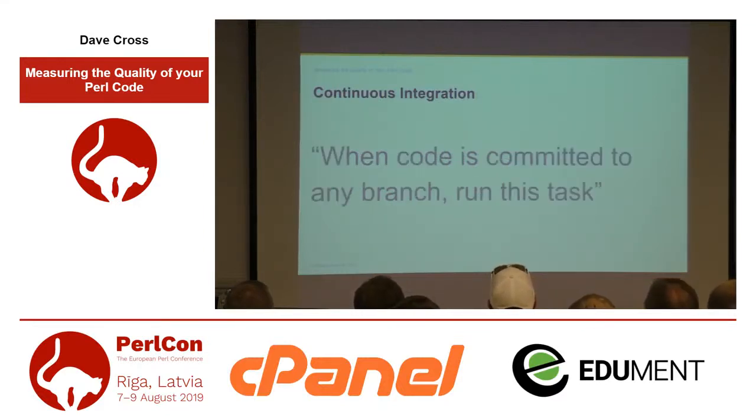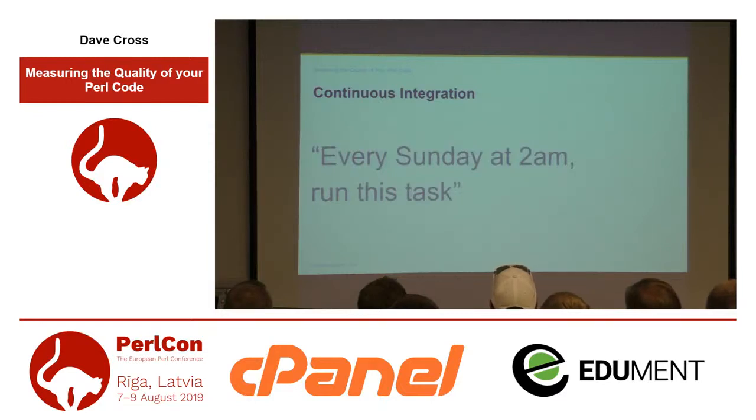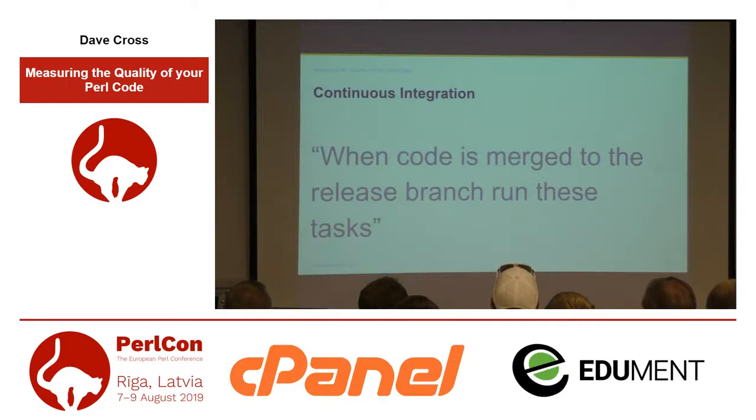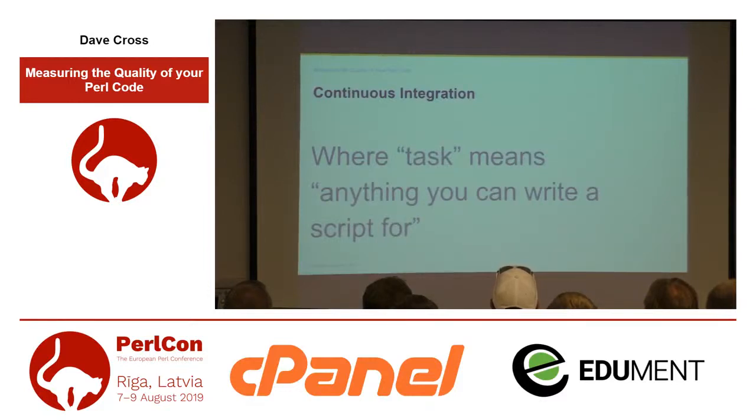And so your continuous integration server does things like, when code is committed to any branch, run this task. Or every Sunday at 2 a.m., run this task. Or when code is merged to the release branch, run these tasks. Where task is basically anything that you can write a script for.